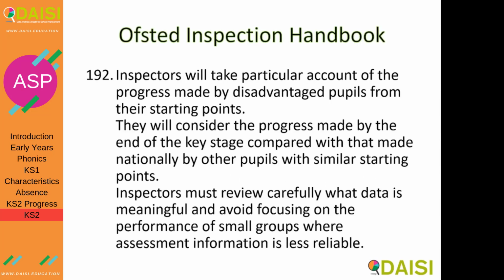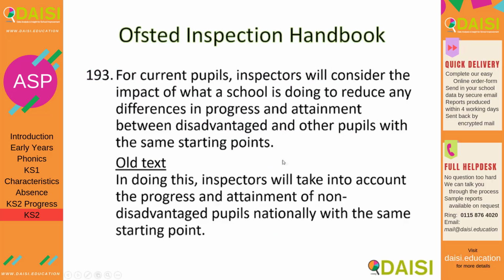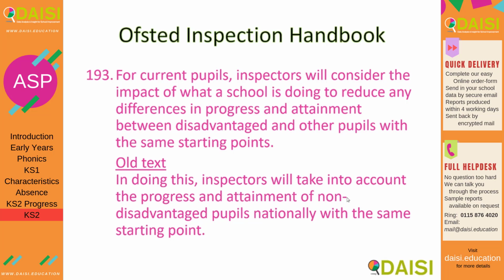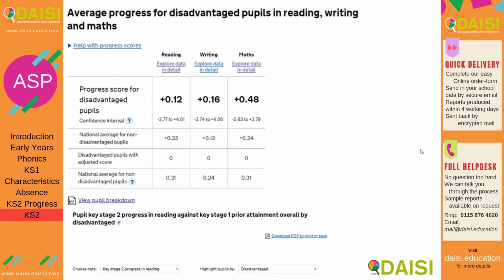And just a reminder, the Ofsted Inspection Handbook says that inspectors will consider the progress made compared to that nationally by other pupils. And in doing this, inspectors will take into account the progress and attainment of non-disadvantaged pupils and will consider the impact of what a school is doing to reduce the differences. So there is a second tab underneath the Key Stage 2 tab, which is specifically for Key Stage 2 disadvantaged pupils. So it starts off with the average progress for disadvantaged pupils.